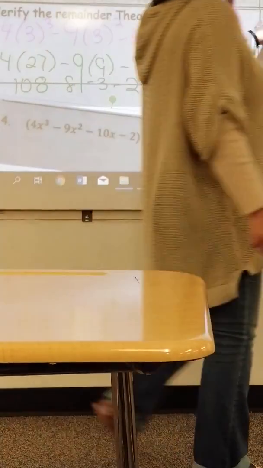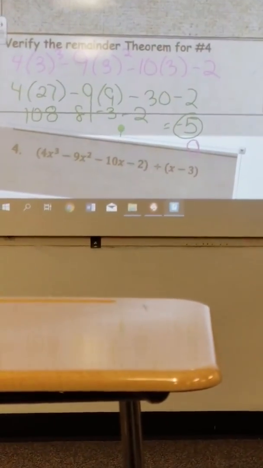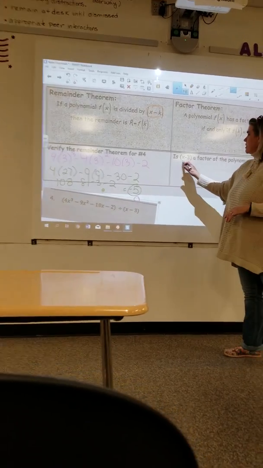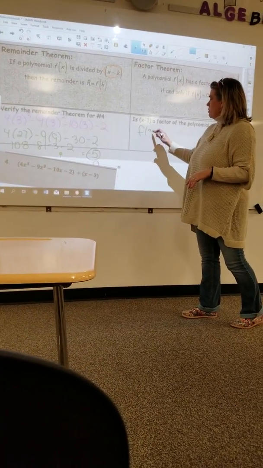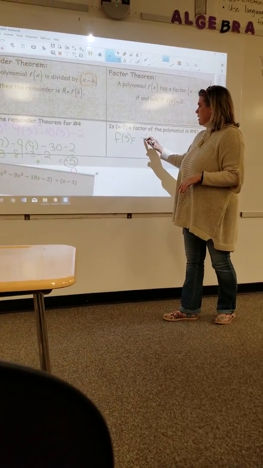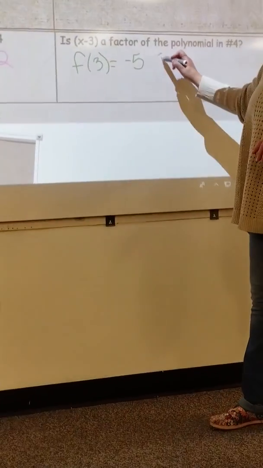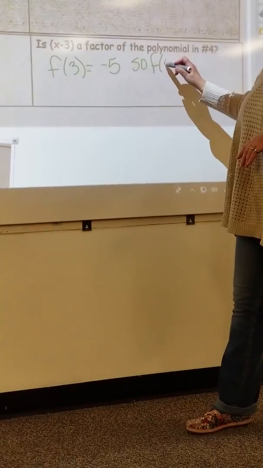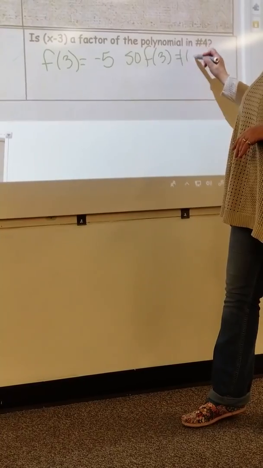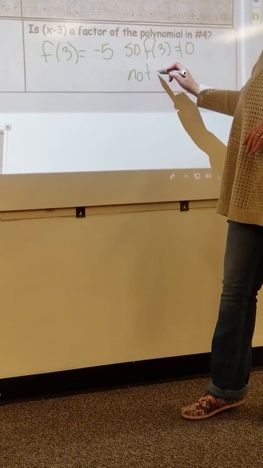So if x minus 3 is a factor at number 4, we would have to say f of 3 is equal to negative 5. So since f of 3 is not equal to 0, it's not a factor.